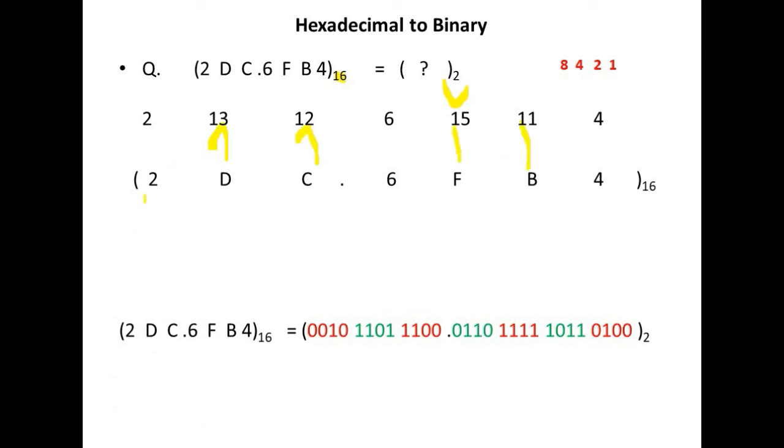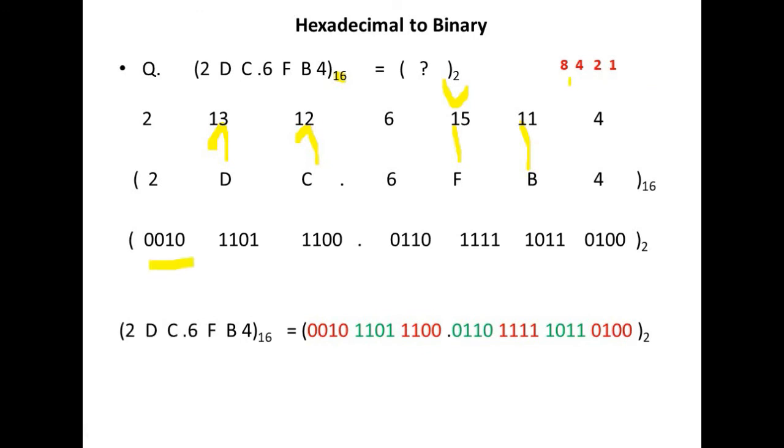Now 2 in the binary system, with weights 8421, only one digit is required, so we write 0010, that is 2. For D it is 13. How will we get 13? 8 plus 4 is 12, and then 1, so it is written as 1101. C is 12, which is 8 and 4, so these two digits are required, and 1100 is the equivalent of C, that is 12.